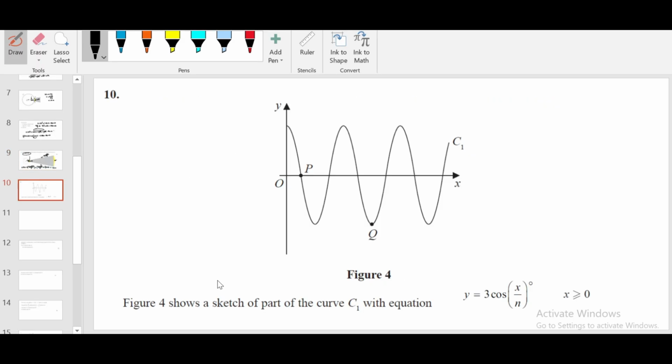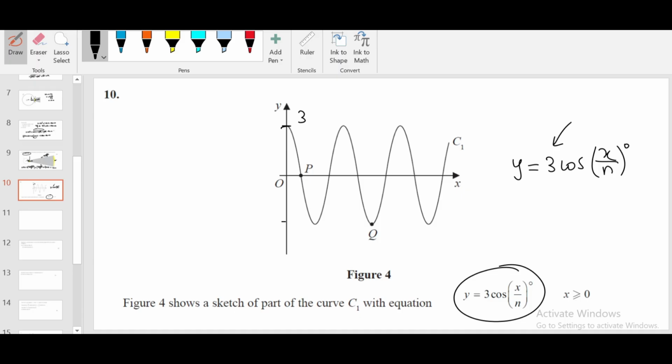Let's move on to question number 10. We have a graph given, looks like a part of a cosine graph, but the question says the graph is y equals 3 cos x over n. The moment you multiply the function by 3, this becomes 3, this becomes negative 3.